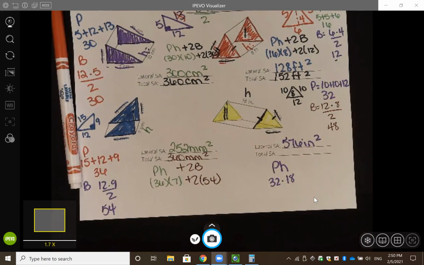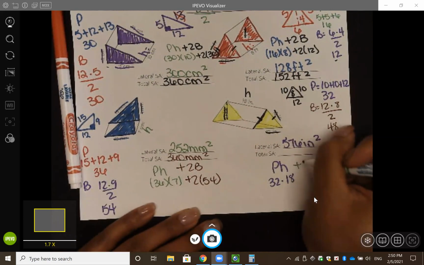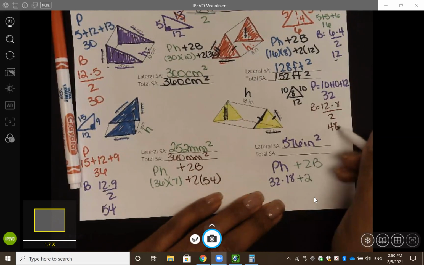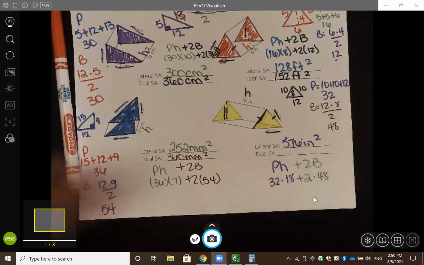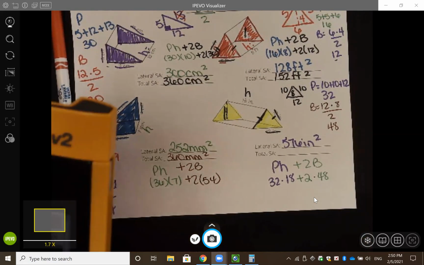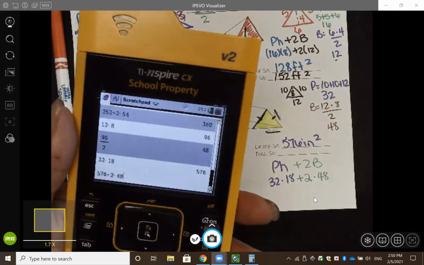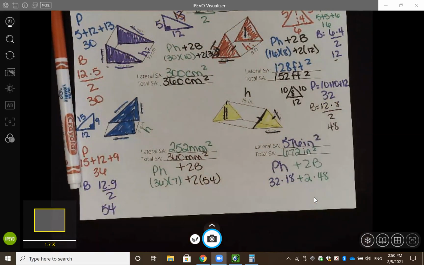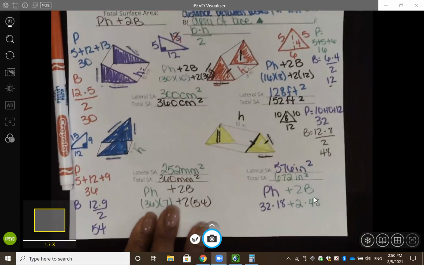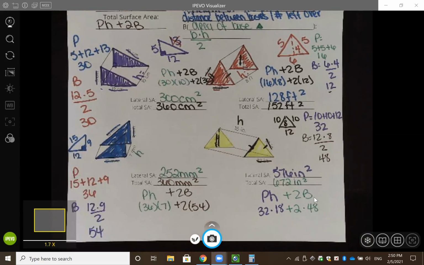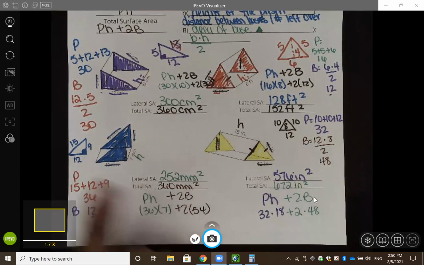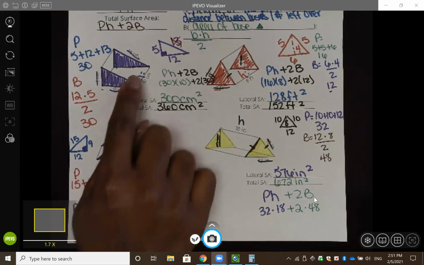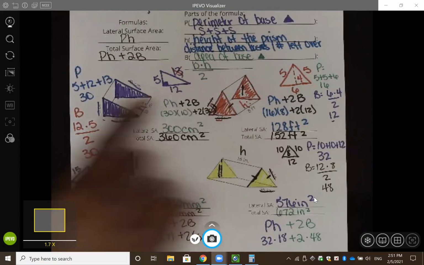And then to find my total, I'm just going to add 2 big B. So add 2, and my big B was 48. 576 plus 2 times 48 is 672 inches squared. All right, guys, so as long as you are shading in your base, recreating your base, and then using those numbers for your perimeter and your big B, you'll be good. The number that's left over is your height. So just make sure you're taking your time and using your formulas. Good luck.